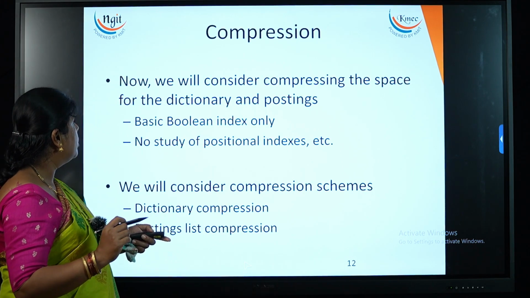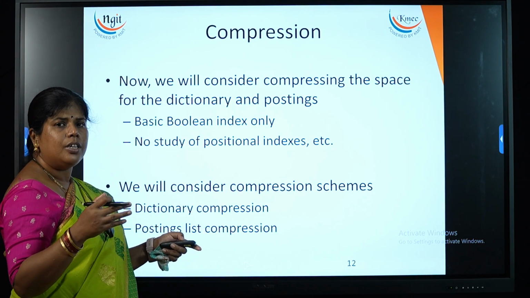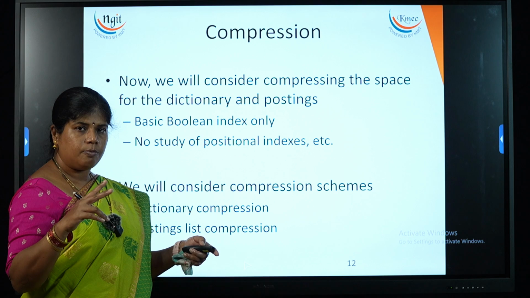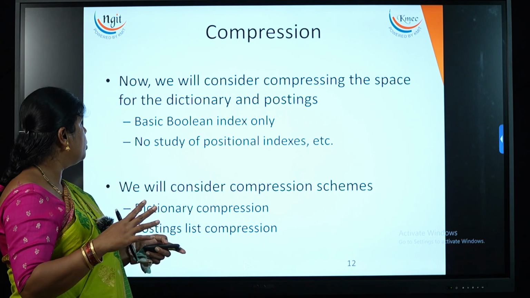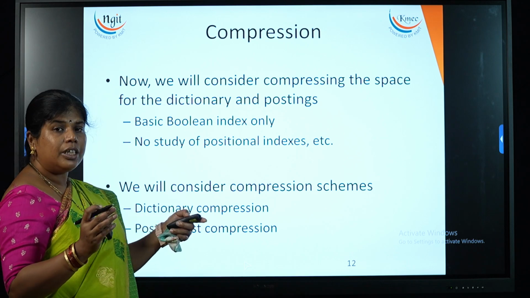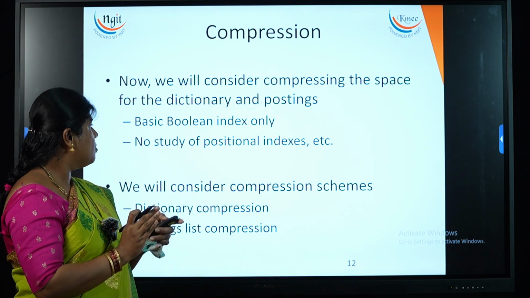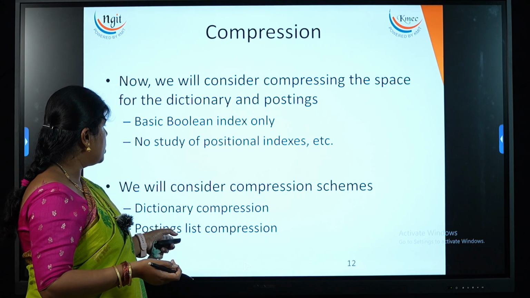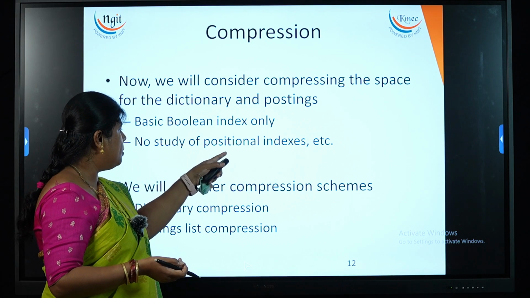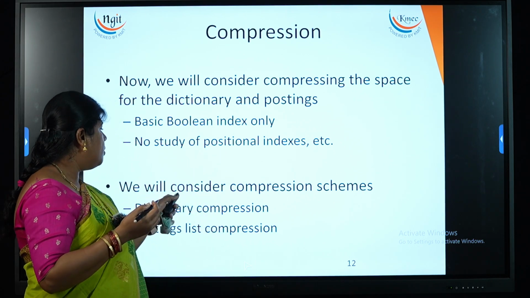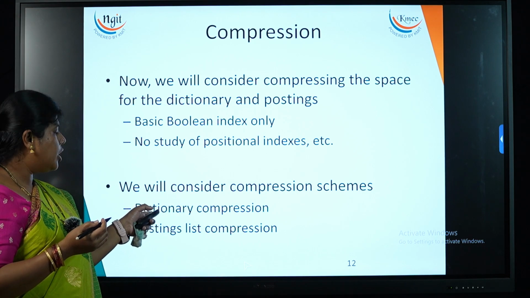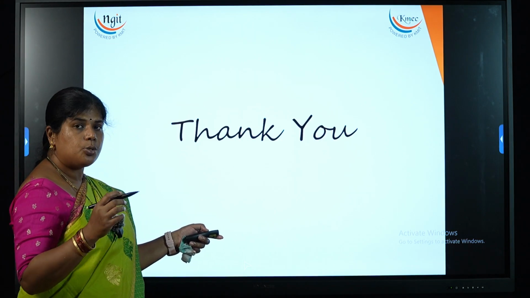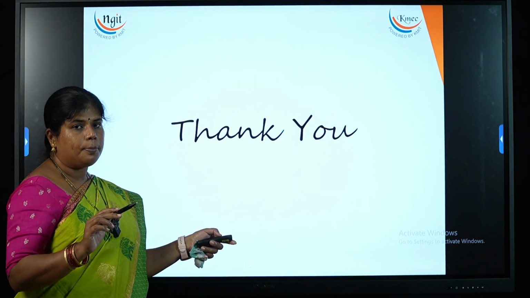Now, compression. Considering both vocabulary and term frequency, we got two laws, and these two laws we are going to use in compression. Here in compression, what are we doing? We are reducing the size, compressing the space, both for the dictionary as well as for the postings. It may be a Boolean index or a positional index. So, we will consider the compression schemes, dictionary compression and posting list compression. These two types of compression we are going to see in upcoming videos.